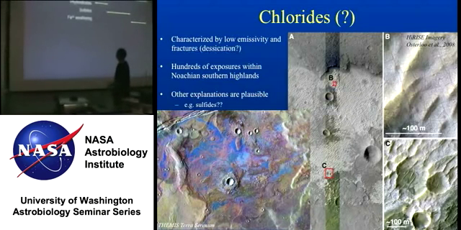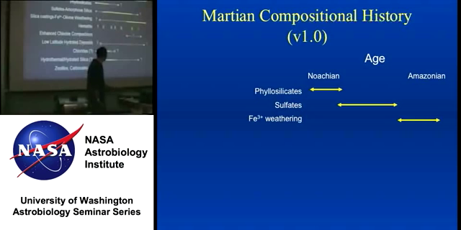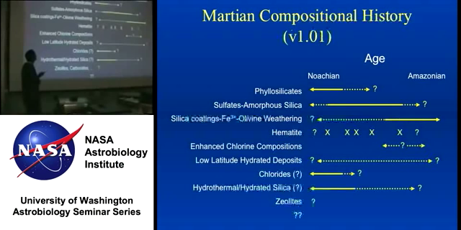Okay, so let's go back to our Martian compositional history as it was proposed, or I'll call it version 1.0. And we've got our phyllosilicates, sulfates, and iron 3+ weathering. And so this is as best as I can come up with, and it's actually really complicated, and I actually don't think I understand it very well at this point, but I'm not sure anybody does. So if I was to try to make a new version of this, this is sort of the best thing I can do: here's my version 1.01, where I modify some of these things, like associate amorphous silica with the sulfates, and silica coatings and olivine weathering with the iron 3+.